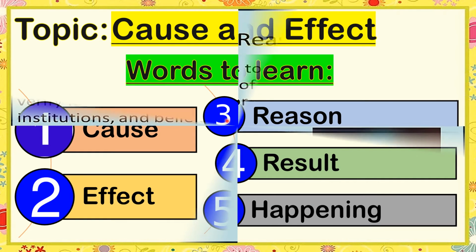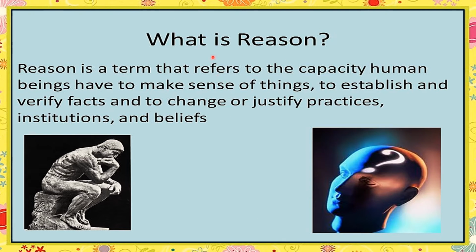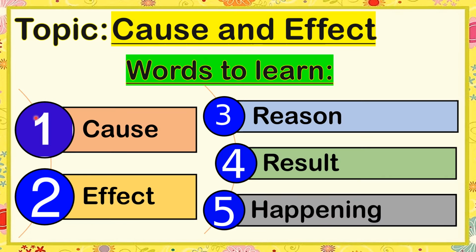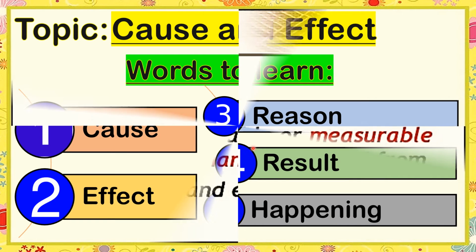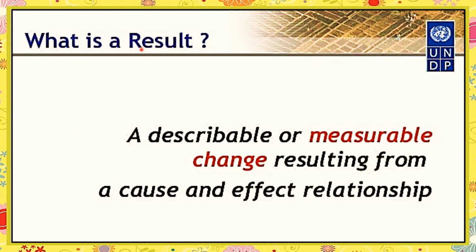Next, the third word is reason. So what do you mean by the word reason? Reason is a term that refers to the capacity human beings have to make sense of things, to establish and verify facts, and to change or justify practices, institutions, and beliefs. So we are talking about cause and effect. We have to know the reason why. Next, the fourth word, result. What is a result? A describable or measurable change resulting from a cause and effect relationship. So we cannot talk about cause and effect without talking about the reason and the result.